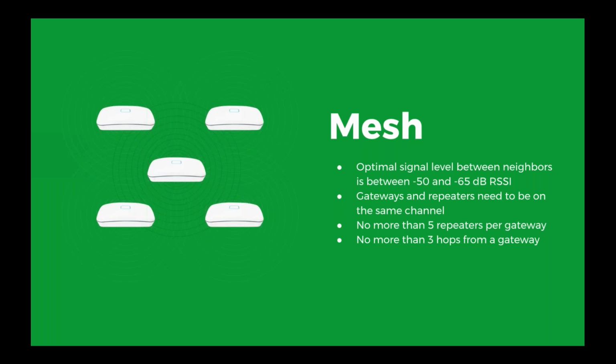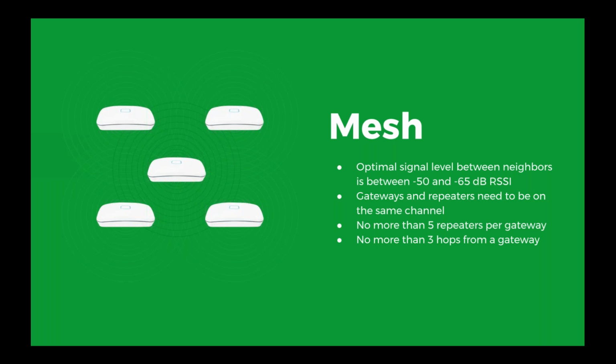So speaking of mesh, the optimal signal level between neighbors is about negative 50 to negative 65 RSSI, and that gives you the best balance between being far enough away to meaningfully extend the network while being close enough to get a good signal back to the gateway so that you get good mesh speeds.